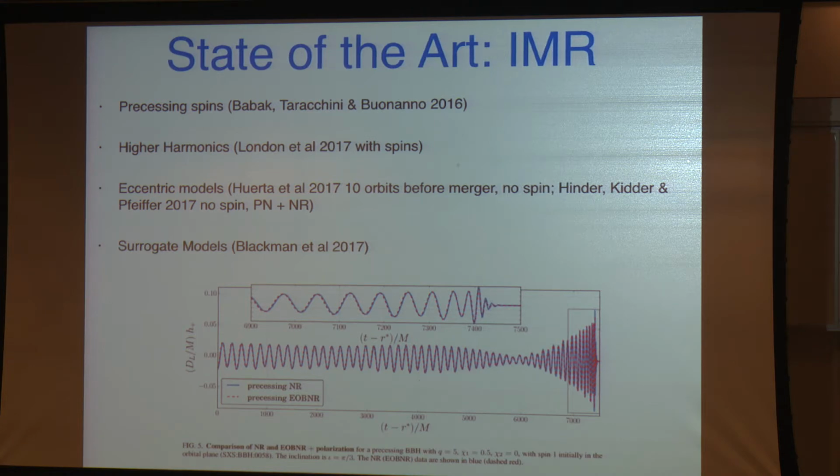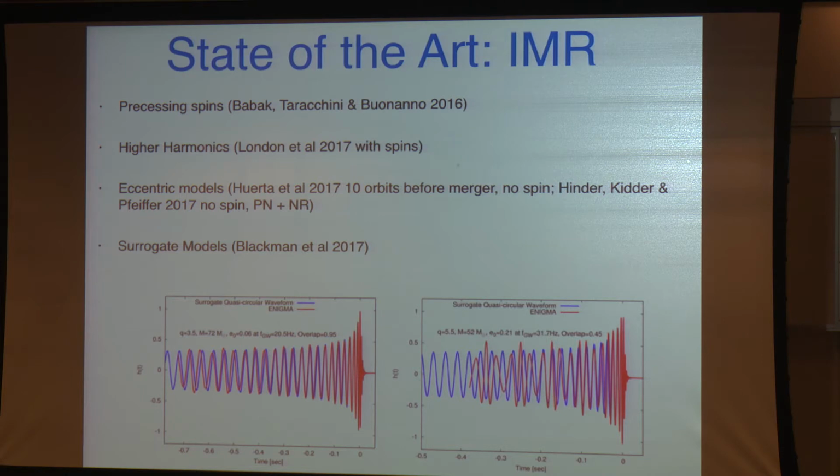Wait, or is this higher harmonics? This is the higher harmonics paper, where they compare precessing numerical relativity with EOB and you can start to see, oh yeah, it's this paper, my apologies. You can see how well now they can model a precessing binary. And so that means we can hopefully be able to detect these precessing spins out there in the universe.